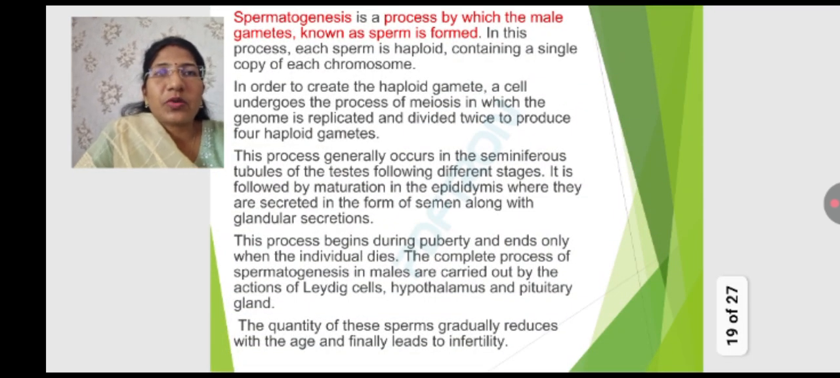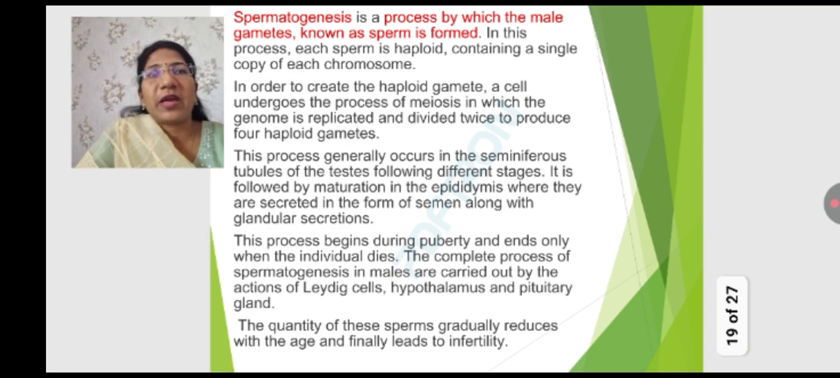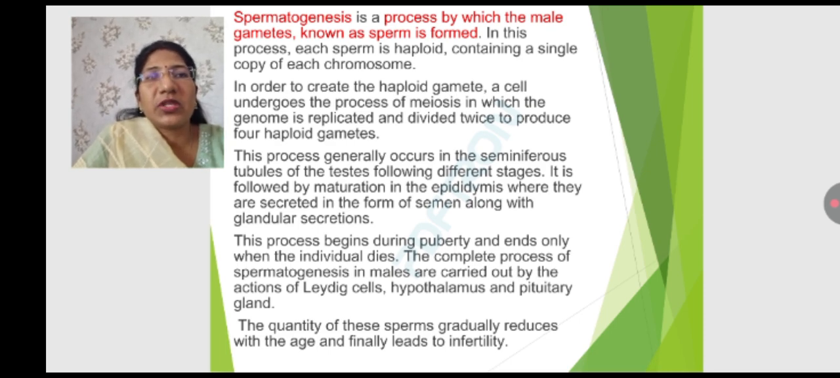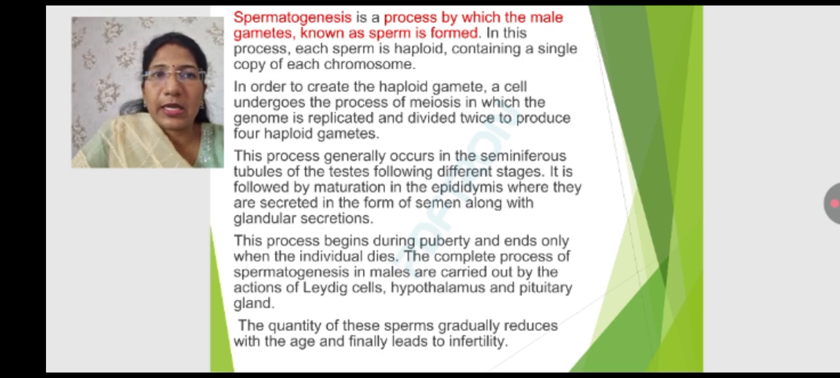Spermatogenesis is the process by which the male gametes, known as sperm, are formed. In this process, each sperm is haploid, containing a single copy of each chromosome. In order to create the haploid gamete, a cell undergoes meiosis, in which the genome is replicated and divided twice to produce four haploid gametes. This process generally occurs in the seminiferous tubules of the testes, in different stages.